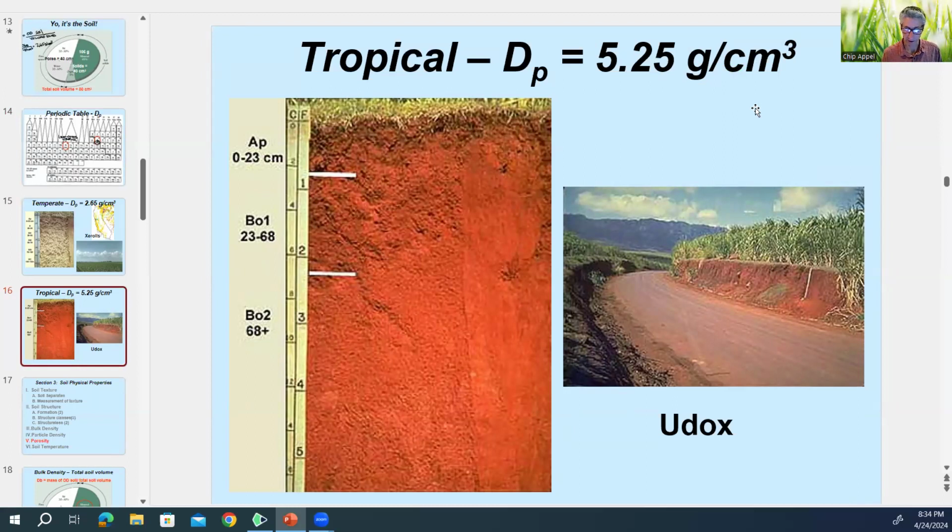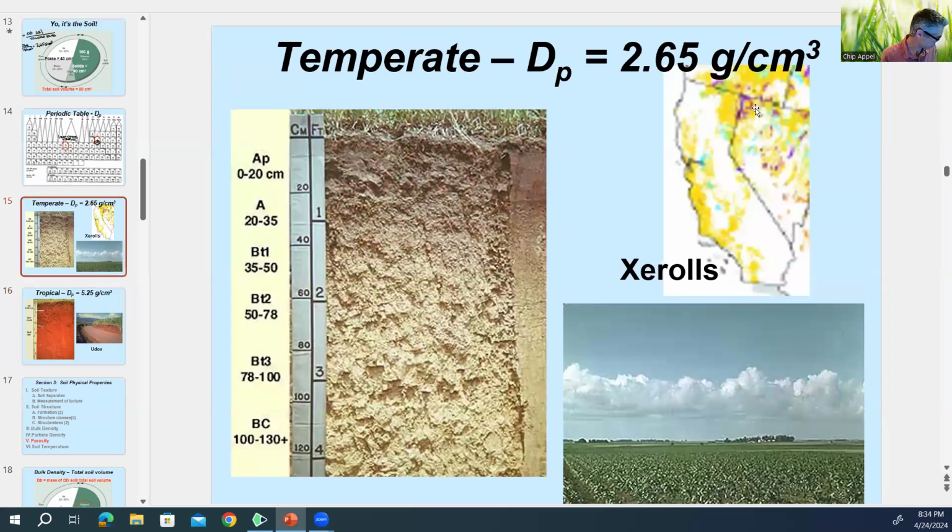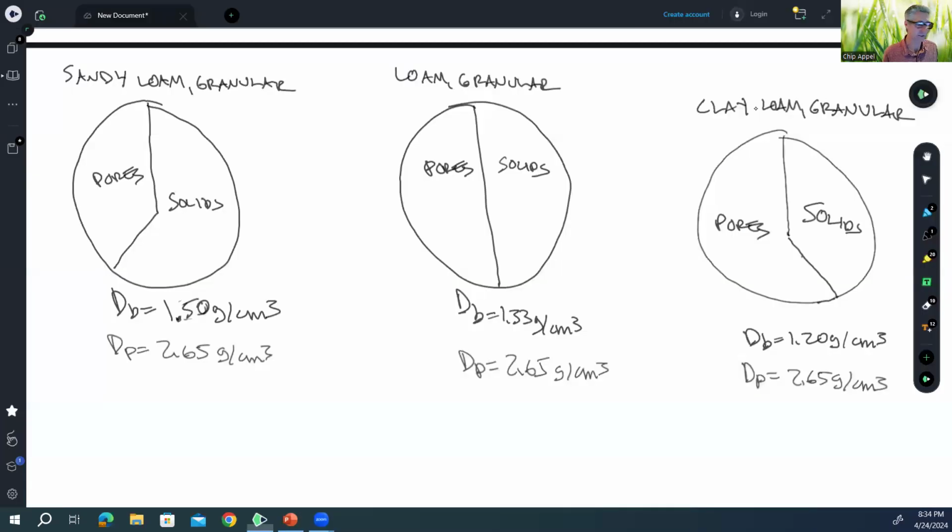Okay, that's it. I don't think there's anything else that we need to talk about related to particle density. I mean, it's pretty simple, easy, painless, and straightforward, right? A soil physical property of soils.